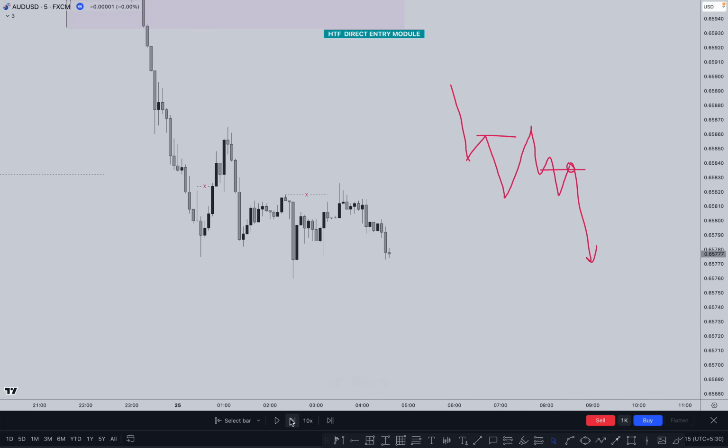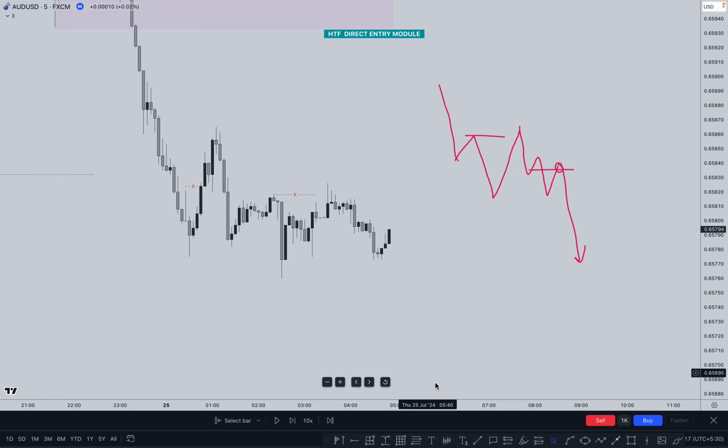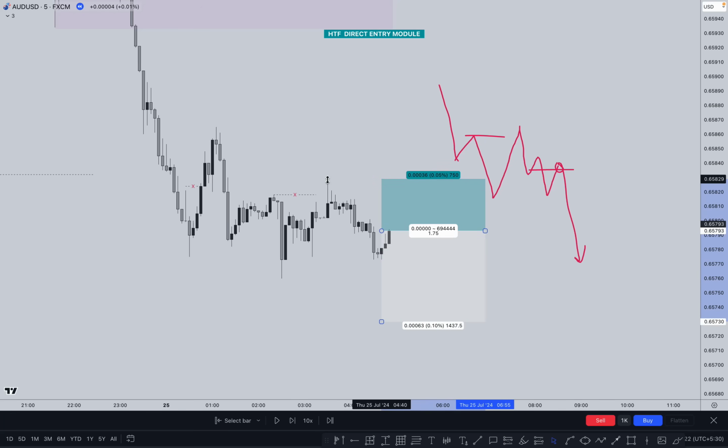The market is creating one more pullback here and the market is trying to go higher. In this case, we are planning for the sell at this point and putting the stop loss just above the high.